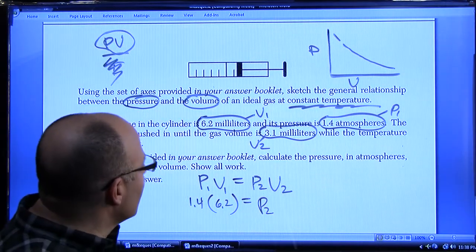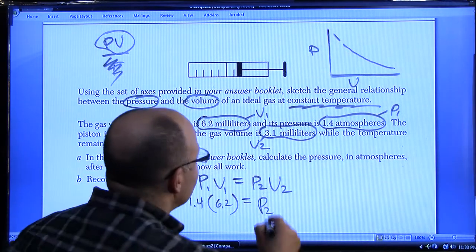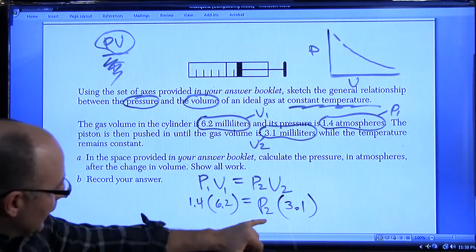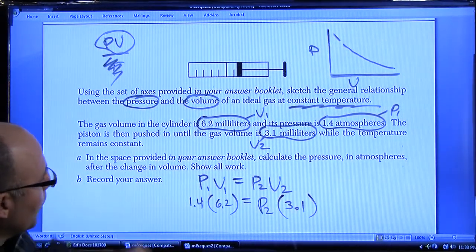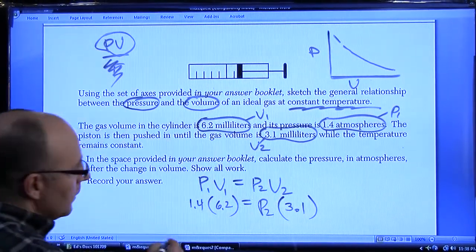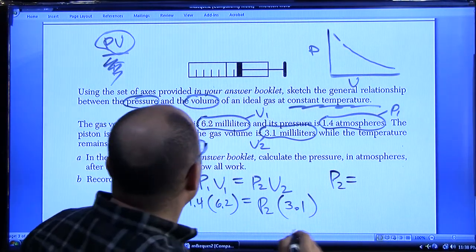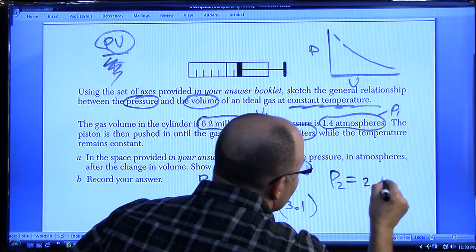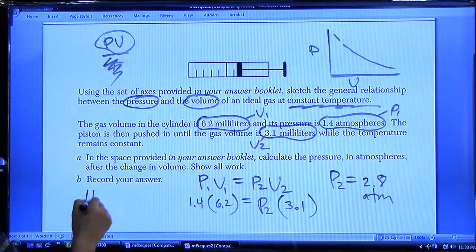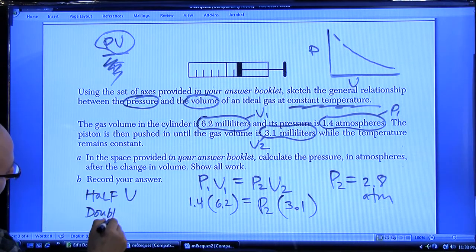I like to leave it as P2 to remind me that I'm looking for a pressure and remind me that I'm going to need units. And V2 is 3.1. So to isolate the P2, divide both sides by 3.1. And you'll get a P2 final answer of 2.8 atmospheres. Well, simply put, if you halve the volume, you're going to double pressure.